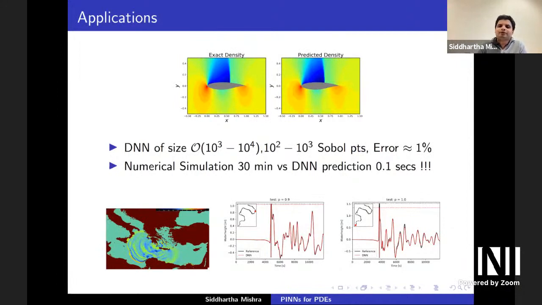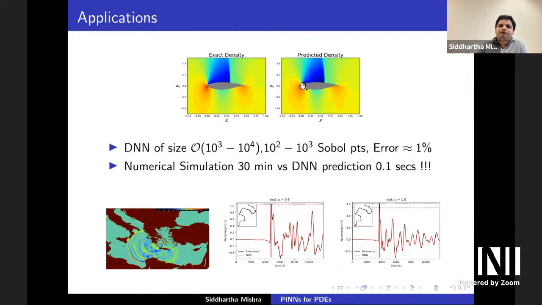Here are a couple of examples. In the first one, again, I'm going to learn the flow field for an airfoil with compressible flow, with compressible Euler equations. And the point is, with relatively small networks, my networks are of the order of 10,000 parameters, and with very few training points of the order of 100 points, 1,000 points. In both these cases, I get an error of roughly 1%.